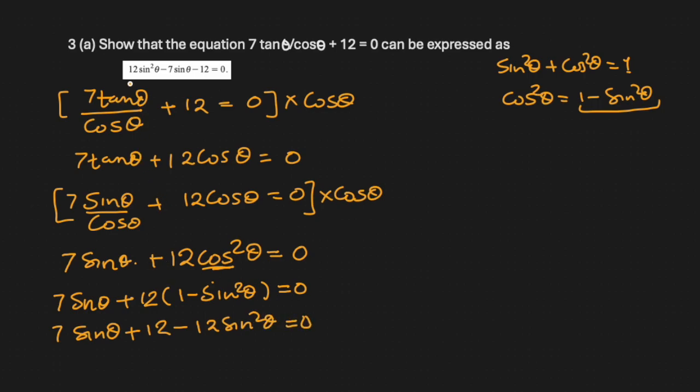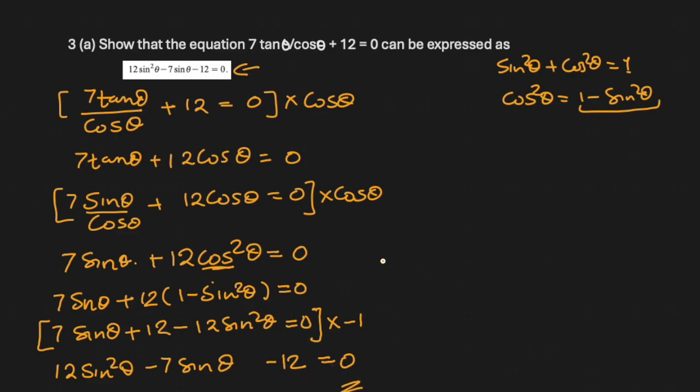equal to 0, but it still does not match correctly because every sign is opposite to the target one. So what will we do? We'll multiply the whole of it by minus 1 and everything will fall in place. Minus 12 sine square theta times minus 1 becomes positive 12 sine square theta. That's what we want first. Then 12 times minus 1 is minus 12, so we write minus 12 here. Then 7 sine theta becomes negative 7 sine theta, and 0 times minus 1 is 0. Done. This is what they wanted us to show.